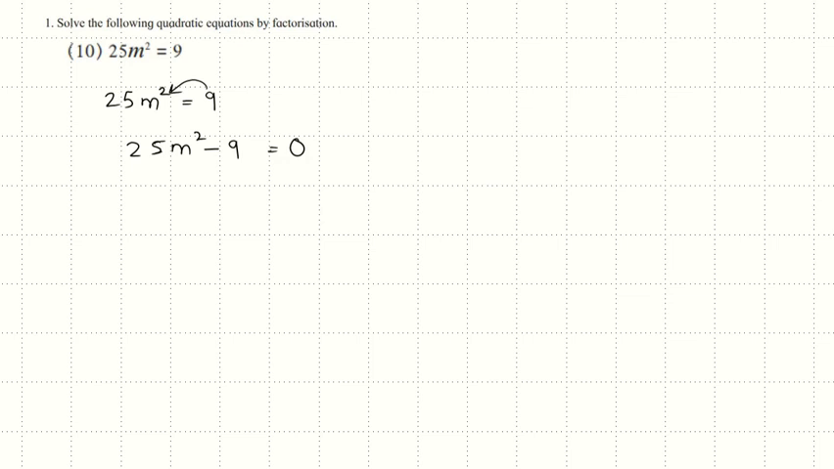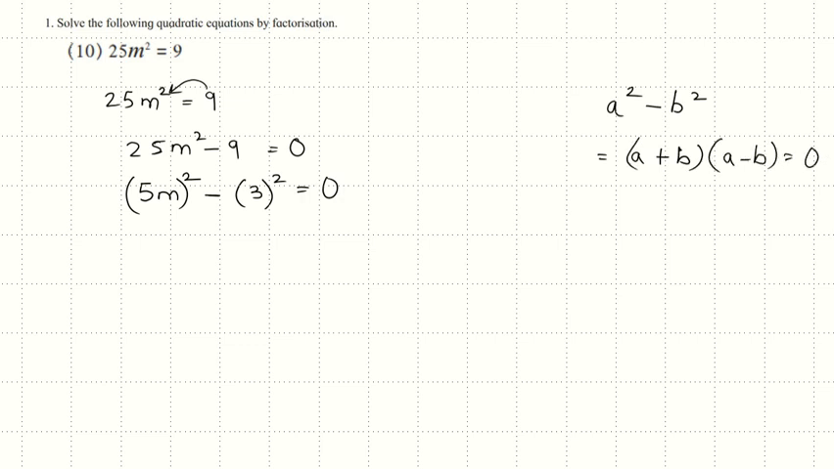If you see, 25 and 9 are the squares of some numbers. Which numbers? 25 is the square of 5, so 5m square is nothing but 25m square, and 9 can be written as 3 square, minus 3 square is equal to 0. Now if you see, this is 5m square minus 3 square. This is in the form of a square minus b square. So a square minus b square is what? What is the formula? It is a plus b into a minus b is equal to 0.